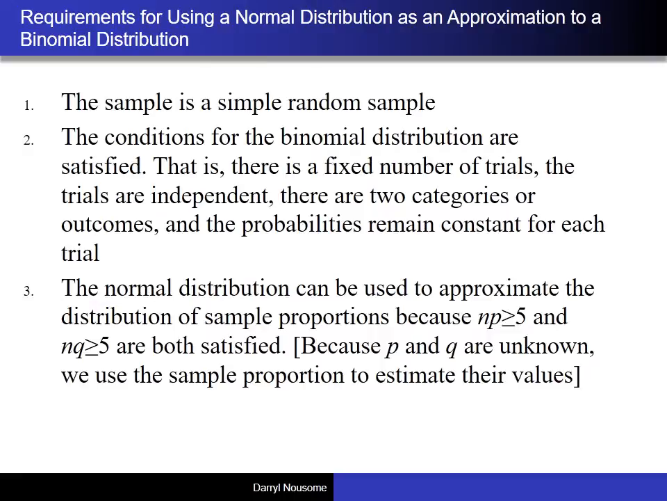Thirdly, the normal distribution can be used to approximate the sample proportions because n times p is greater than 5 and n times q is greater than 5 are both satisfied. Right? We're just saying that do we have some sort of sample that's large enough that it could most likely be used to approximate the normal distribution? Okay, so remember these three assumptions.